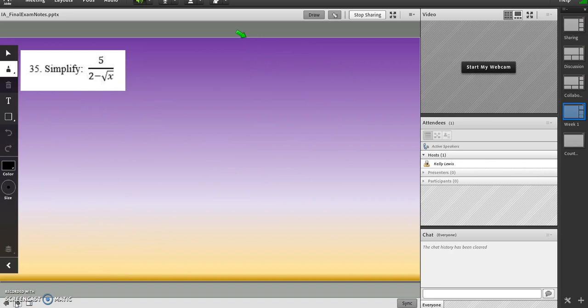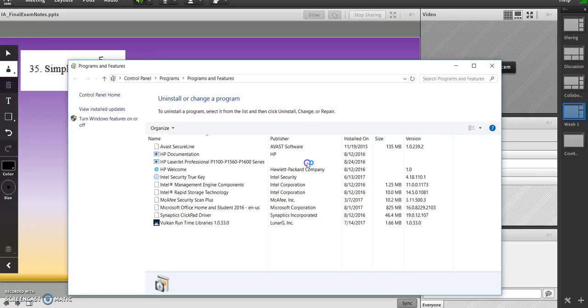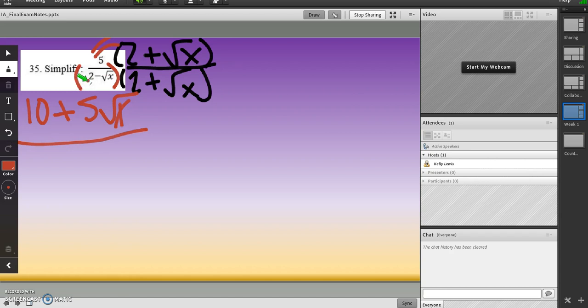Right here, we're not allowed to have radicals, square roots, or imaginary numbers in the denominator. So to get rid of that, we're going to multiply the top and the bottom by the conjugate. So when I do this, 5 times 2 is 10. 5 times square root of x, I'm just going to leave it like that. And then here, 2 times 2 is 4. 2 times square root of x is 2 square root of x. 2 times negative square root of x is negative 2 square root of x.